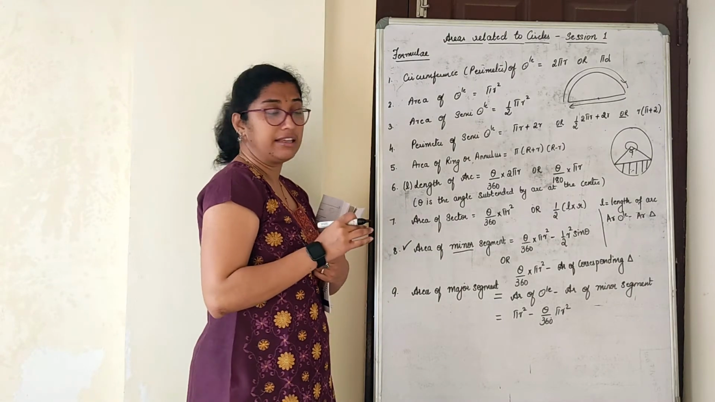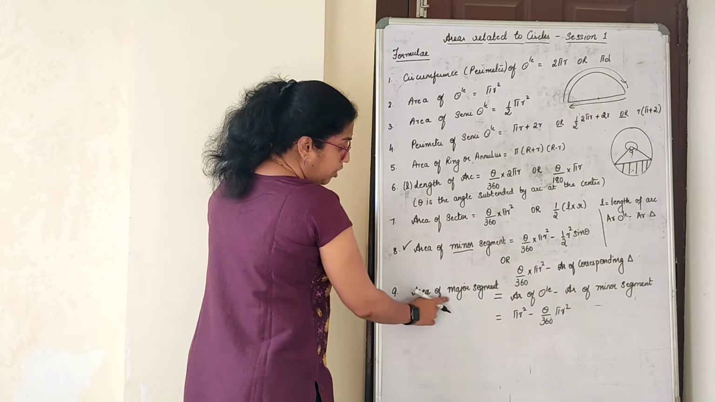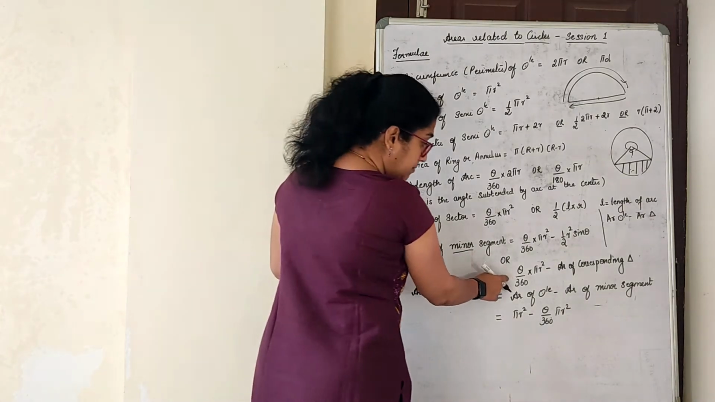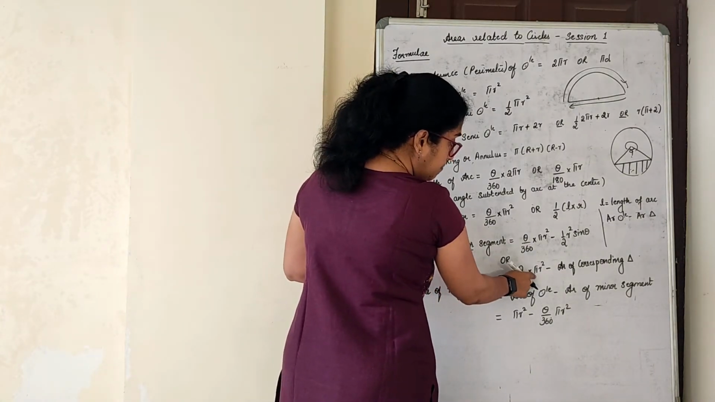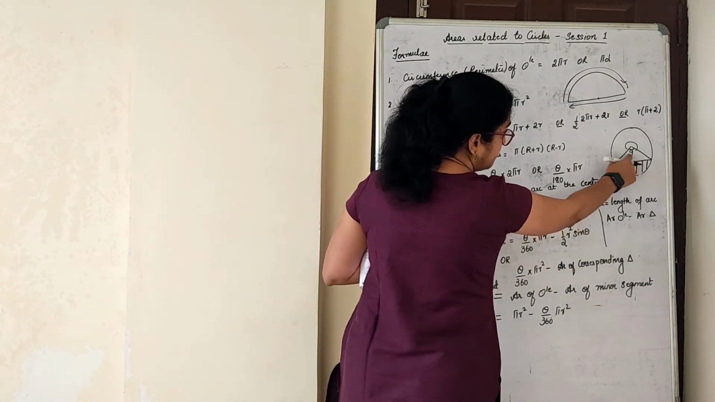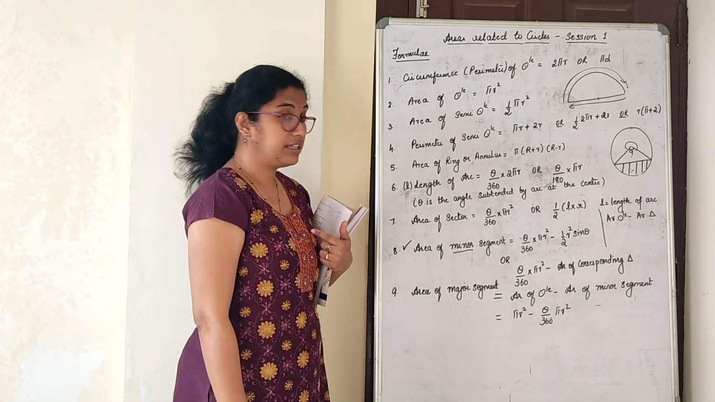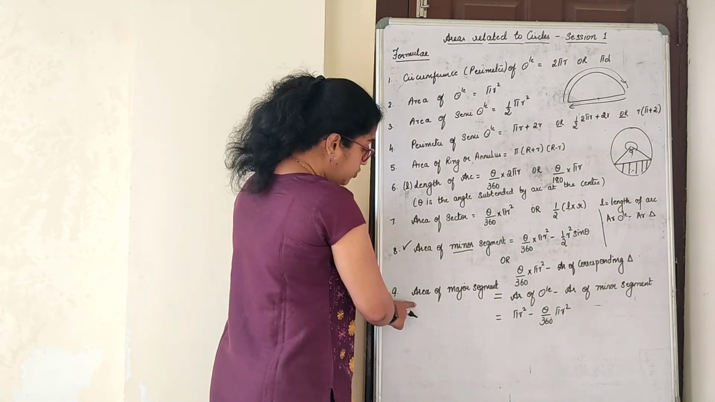Very simple in calculation. All I have written here, see. Area of major segment, area of same thing: theta upon 360 into pi r square minus area of corresponding triangle. Now did you understand the meaning of corresponding triangle, what I have written? Okay. Let's move to the next one.